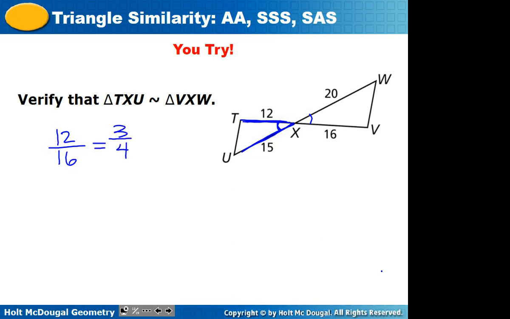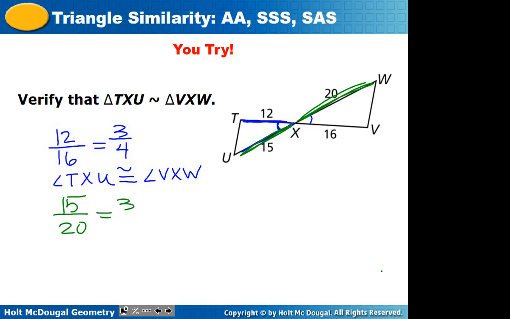Then I could say that angle TXU is congruent. Now these are congruent because they're vertical angles. TXU is congruent to VXW. And then we have our longer side. This is our longer side of this triangle and our longer side over here. So we got 15 over 20. This also reduces to be 3/4.